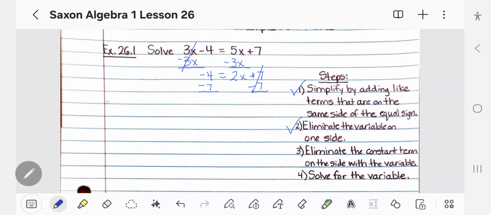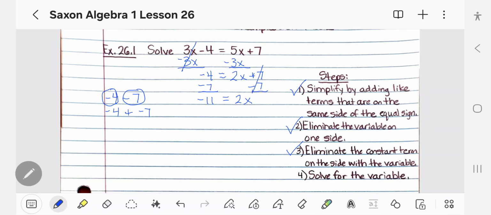Now, careful right here. This means -4 minus 7, or you can think of it as -4 plus a -7. Okay, that's what this means. So be careful when you compute it. If I go back 4 on the number line and then back 7 more, I'm back 11. And that equals 2x. Now, I have taken care of step 3.